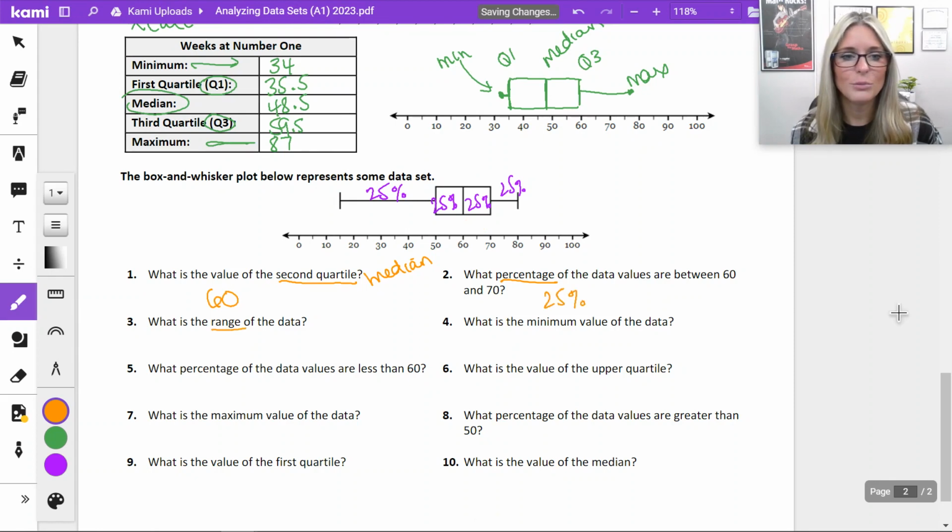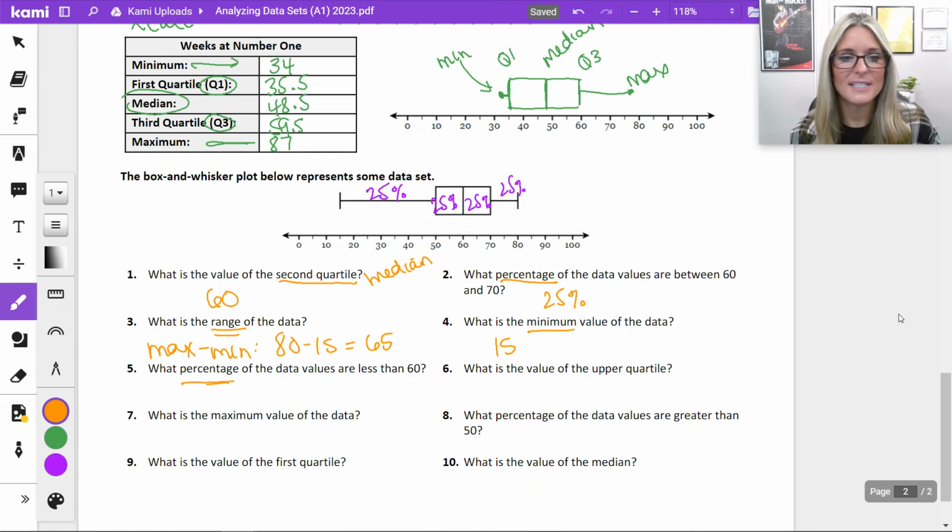Number three, what's the range of the data? This is going to be a maximum minus our minimum. So looking at our box and whisker plot, our maximum is 80 and our minimum is 15. 80 minus 15 is 65. Number four, what's the minimum value? We just used that. 15 was our minimum.